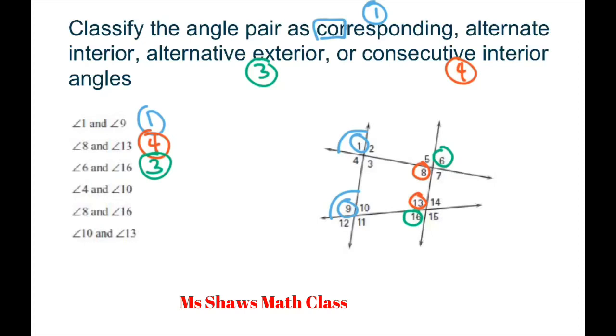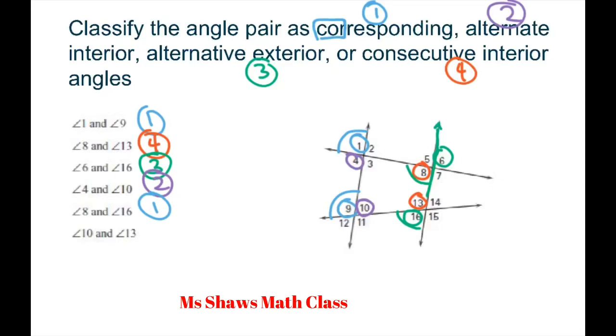4 and 10 are here. Those are alternate interior. They're inside the 2 lines. So that's going to be number 2. Then we have 8 and 16. Those are corners. So you see when you draw the line, they're on the same corner. So that's called corresponding, which is number 1.